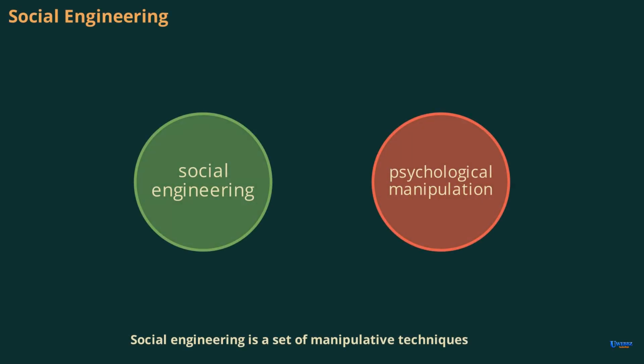Social engineering is a set of manipulative techniques that exploit human psychology to bypass security measures. Attackers use deception to trick individuals into revealing confidential information or performing actions that compromise security. Phishing is the most common form, but social engineering can take many shapes, including phone calls or in-person interactions. Understanding these tactics is crucial, as even the most secure systems can be undermined by a single human mistake.